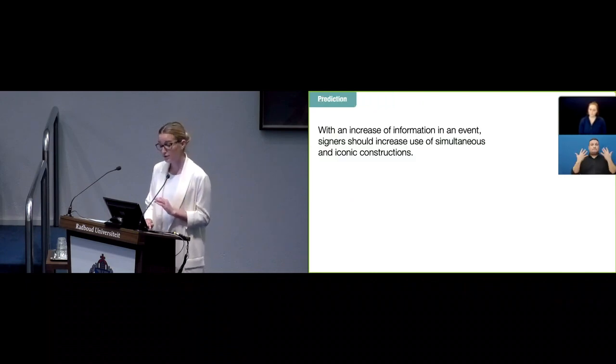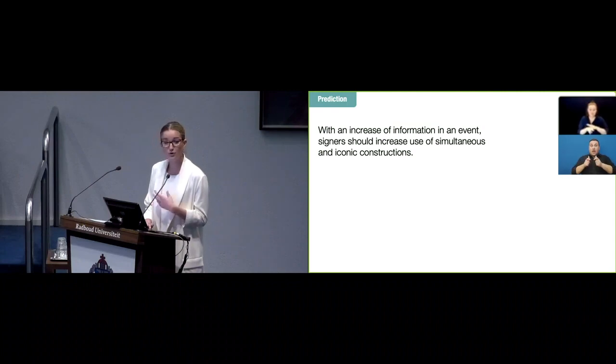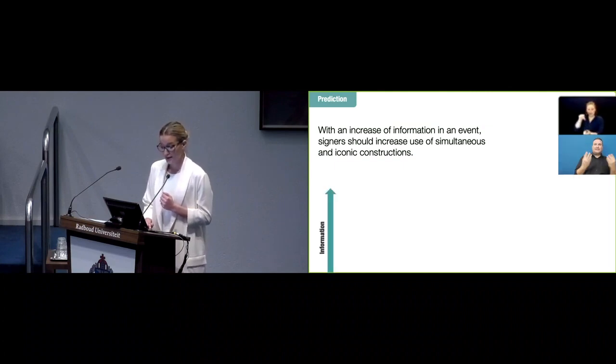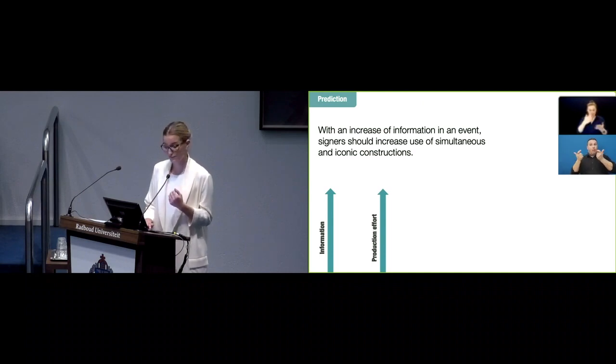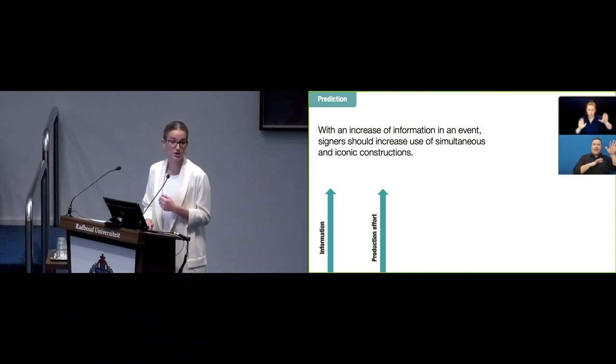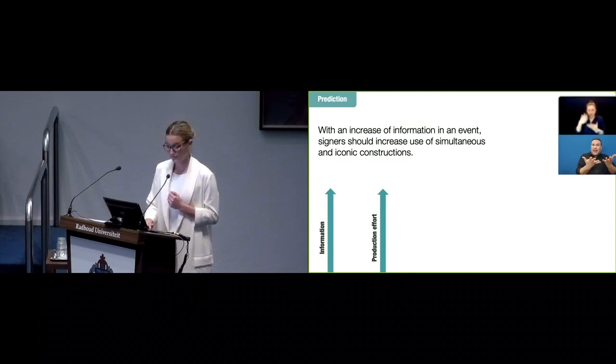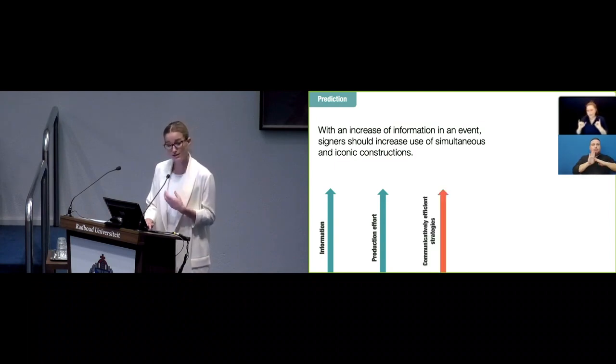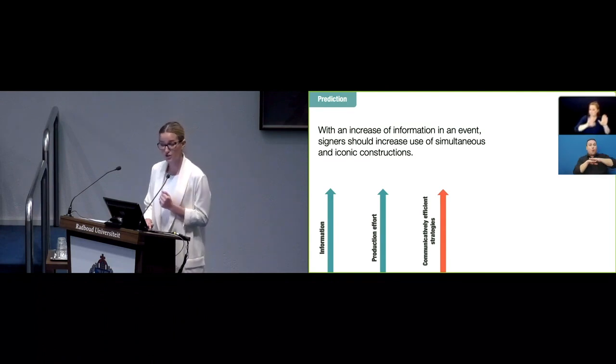If so, a direct prediction from a production point of view would be that with an increase of information in an event, signers should increase use of simultaneous constructions. Namely, with the increase of information to be communicated, production effort increases, considering that more information has to be processed. As a result, signers should increase those strategies that are communicatively efficient.